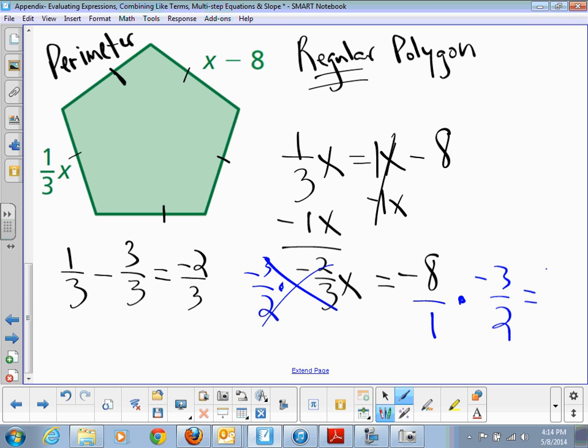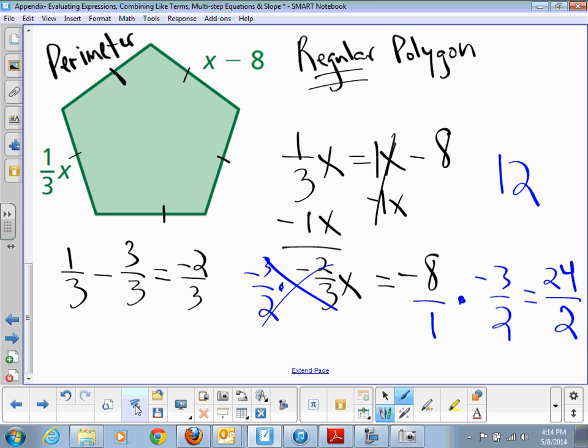8 times 3 is 24. 1 times 2 is 2. So 24 over 2, we get 12. And from there, that means x equals 12. So that's not our final answer.